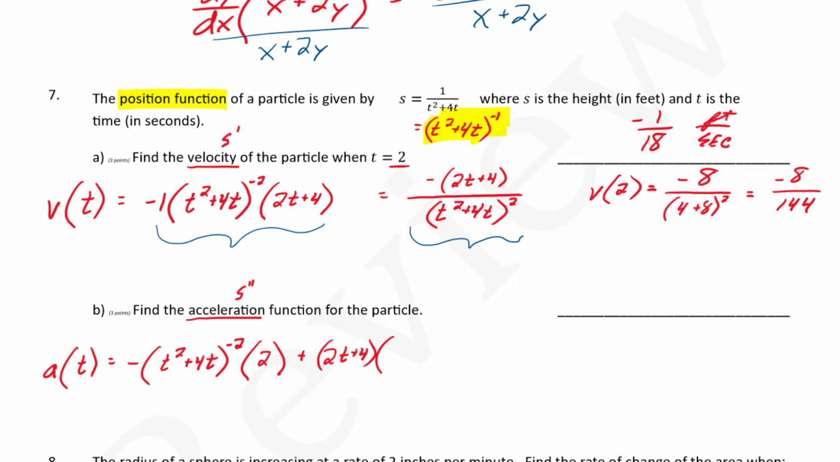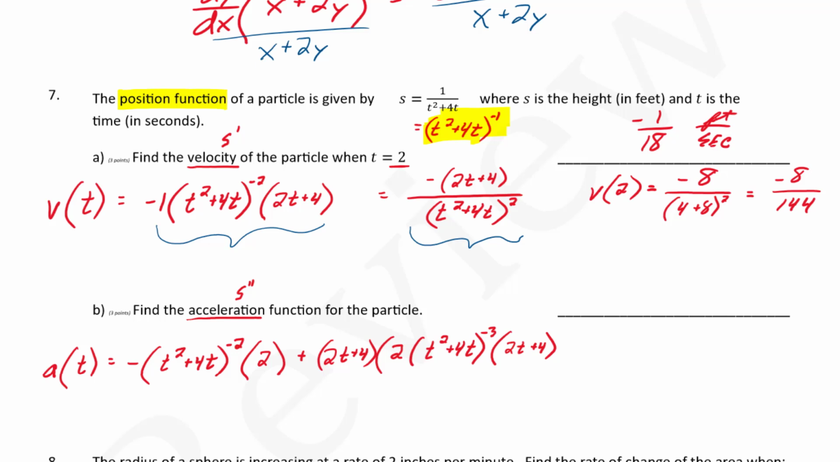-2 times -1 is the coefficients, now a positive 2 in front. The base of t squared plus 4t doesn't change. And the new power is 1 less, so that would be a -3. And then times the derivative of the inside part, this is the second half of the chain rule. Derivative of t squared is a 2t, and derivative of 4t is just 4, so 2t plus 4.